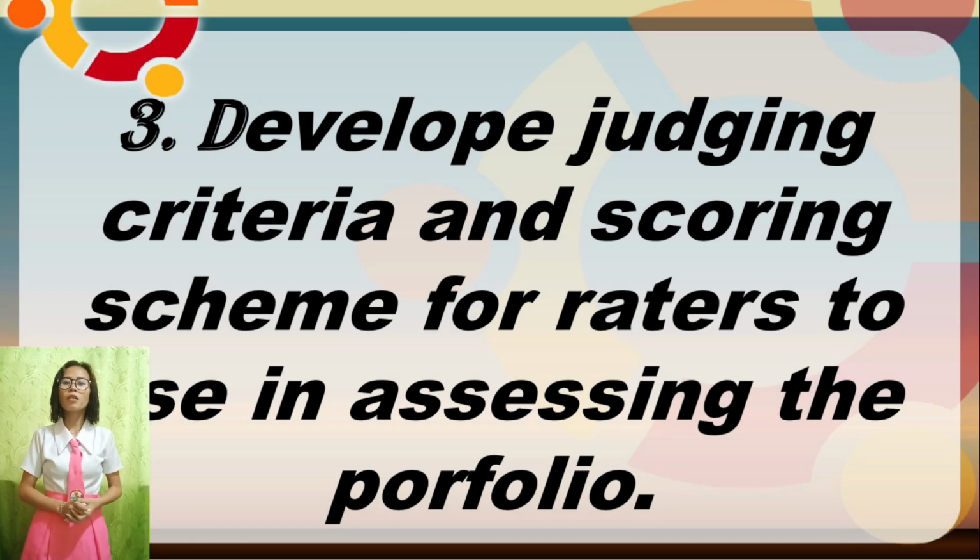Number 3 is develop judging criteria and scoring systems for raters to use in assessing the portfolio. So, for example, here we create a clear rubric or guidelines to ensure fair and consistent evaluation. Example, using a 1 to 5 scale for creativity, organization, and accuracy in a portfolio of art projects.